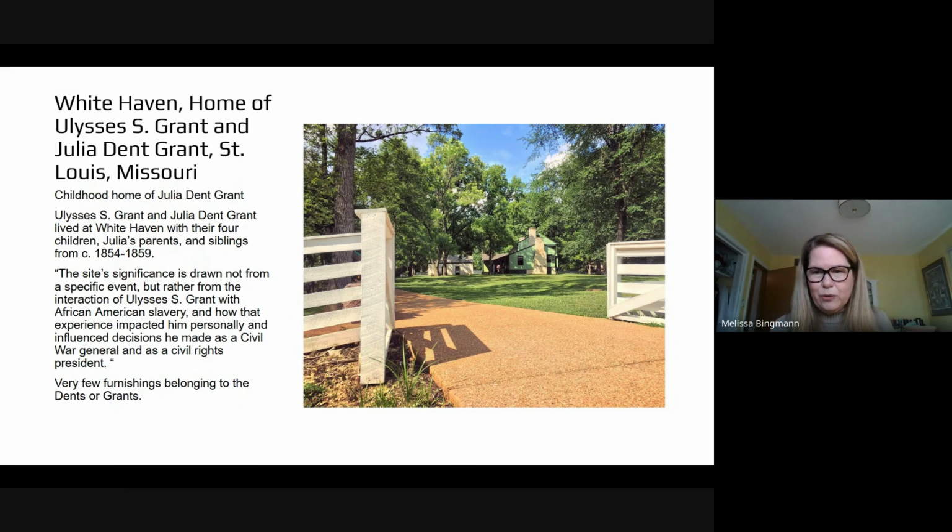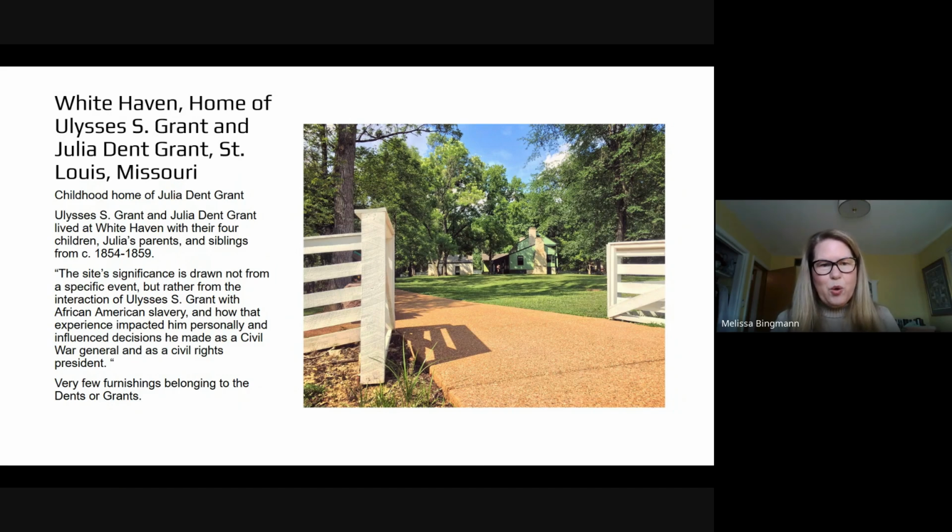So when they lived at the house, and it was not for very long, 1854 to 1859, it was crowded. Julia's parents were there, her siblings, their 4 children, and the father enslaved. It was a plantation, and he had a large enslaved population who lived there. Julia Dent Grant's father. So the Park Service wanted to interpret how this experience, actually living on a plantation where there were enslaved people, affected Ulysses S. Grant and kind of his views during the American Civil War. Okay. So it's a really unique time period in Grant's life.